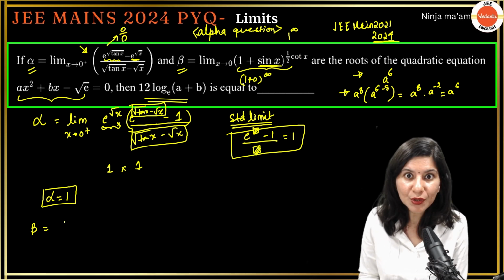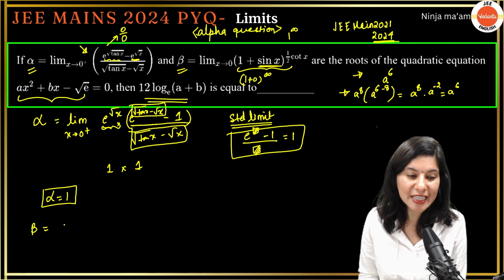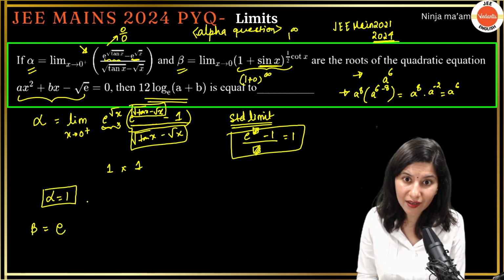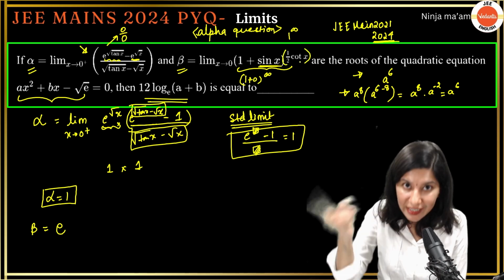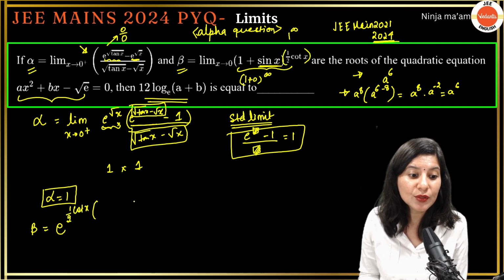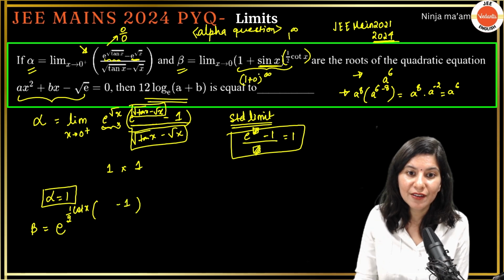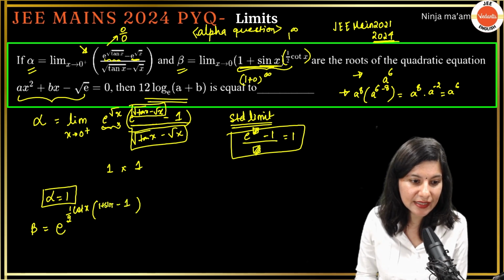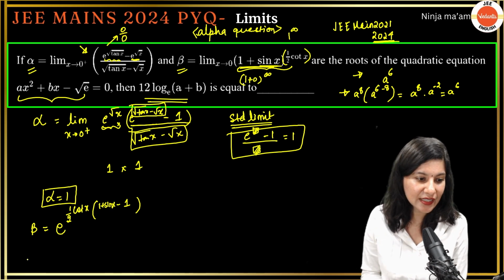So how do you tackle the 1 raised to power infinity form? Tell me. That is going to be tackled by e raised to power, and this power will come in front. So 1 by 2 cot x, and you need to subtract 1 from the base, which is 1 plus sin x. So 1 plus sin x minus 1. Correct? So beta will be equal to e raised to power 1 by 2.